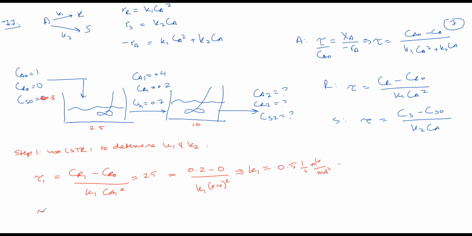Similarly, you can use the tau 1 for the S. So I get CS1 minus CS0 divided by K2 CA1, and this is equal to 10. And CS1 you're given to be 0.7, CS0 you're given to be 0.3, divided by K2, 0.4, and from this you can get K2 to be equal to 0.1, 1 over a minute. It's actually minute, because your taus are in minute. Okay. So now you have your K1 and your K2. Let's use them to get CA2, CR2, and CS2.